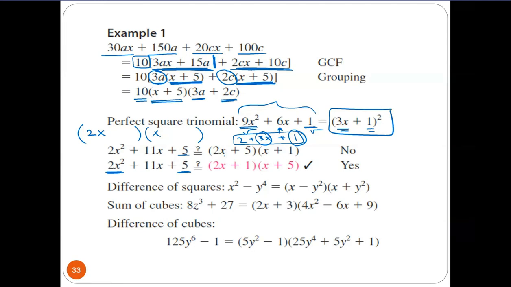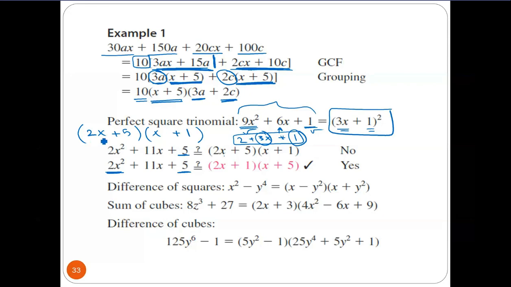We cannot put negatives because we have positive here. If we had a negative here, we could have negative numbers, okay? But if we put, for example, negative 5 and negative 1 and do the multiplication, we have negative 11 or negative 7, like this. Now, we need to try. If we put 5 here and 1 here.